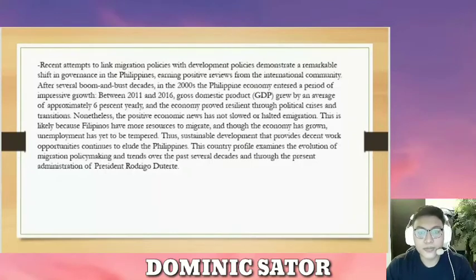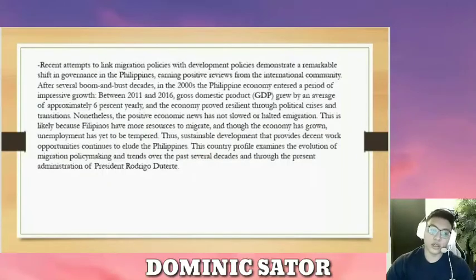Nonetheless, the positive economic news has not slowed or halted the migration. This is likely because Filipinos have more resources to migrate, and though the economy has grown, unemployment has yet to be tempered. The sustainable development that provides decent work opportunities continues to elude the Philippines. This country profile examines the evolution of migration policymaking and trends over the past several decades through the presidency of our beloved President Rodrigo Roa Duterte.